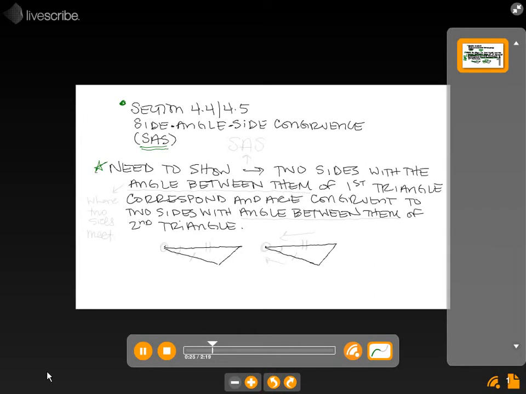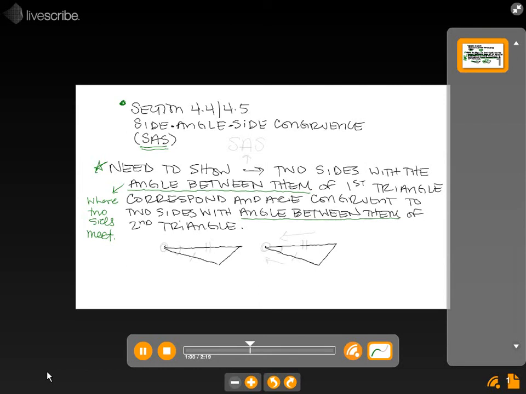You need to show two sides with an angle between them. That's important. The angle has to be where the two sides meet. Okay, that's what it means with the angle between them. So two sides and the angle where they meet of the first triangle correspond and are congruent to two sides and the angle between them of the second triangle.